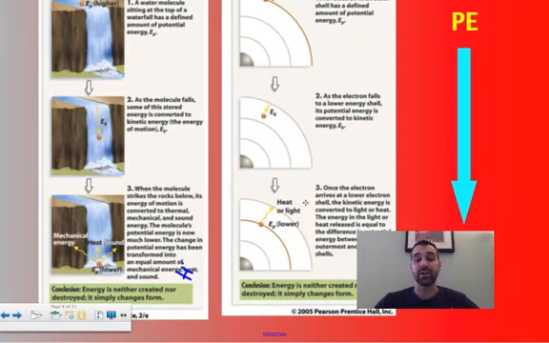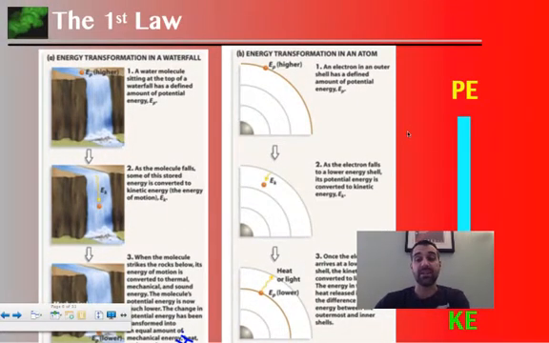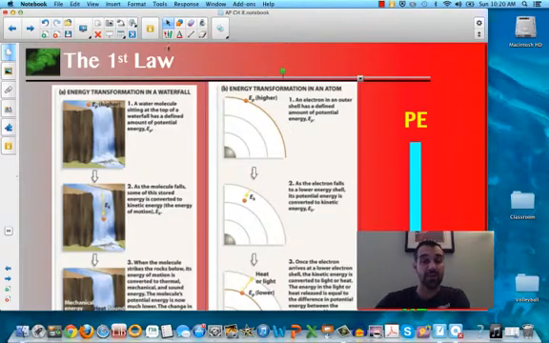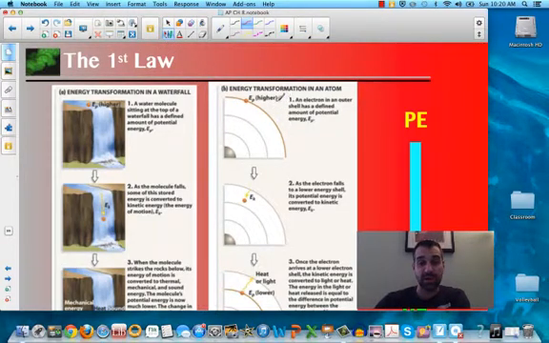Same idea over here with the electrons in their outermost shells. When we add energy, we can move the electron from one shell to another. When we break a chemical bond, for example, and that's essentially what this is all talking about, in this case here, when we break a chemical bond, this electron has to move back down to the nucleus. And as it does so, energy is released.